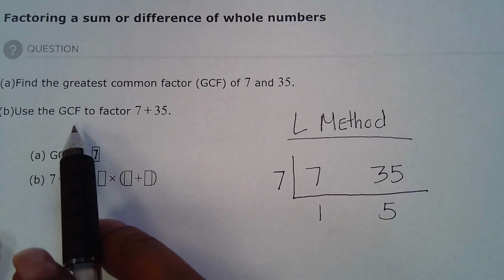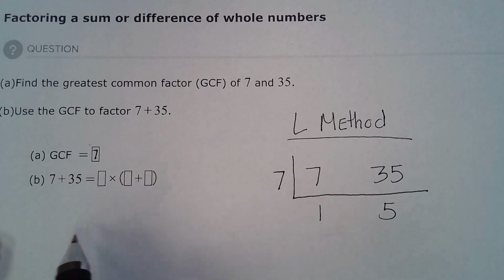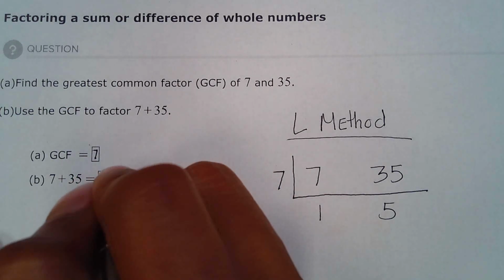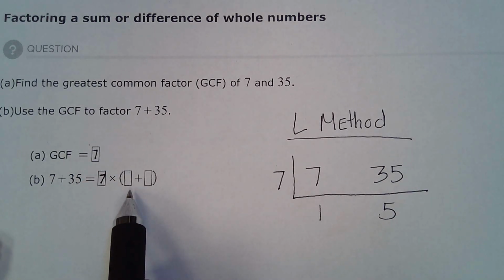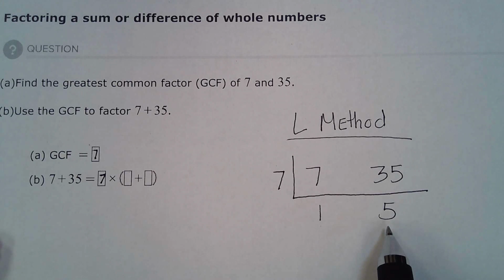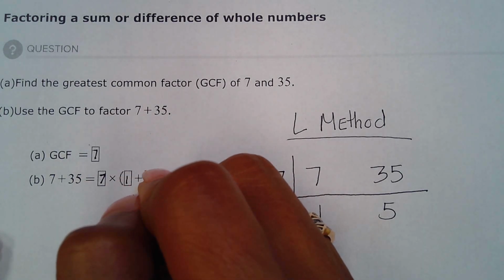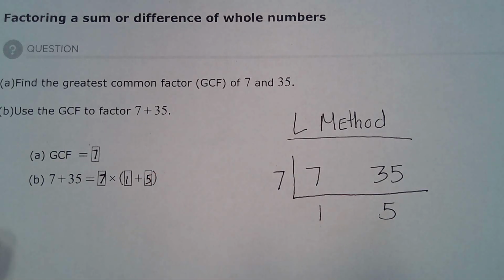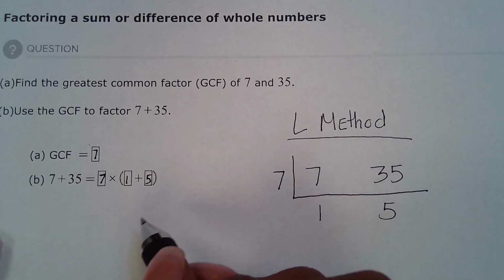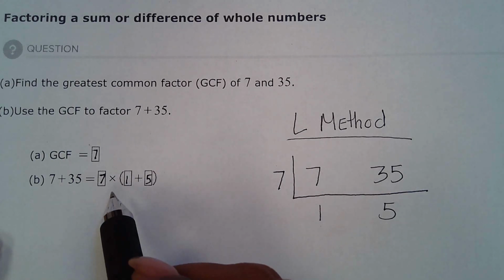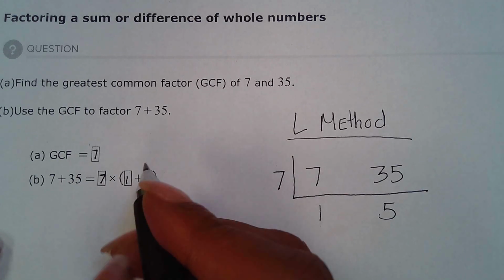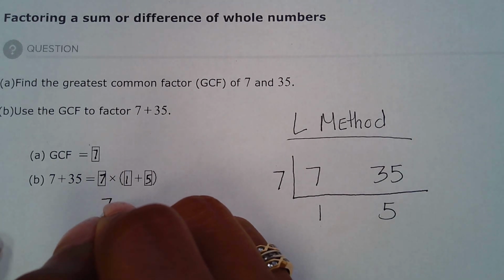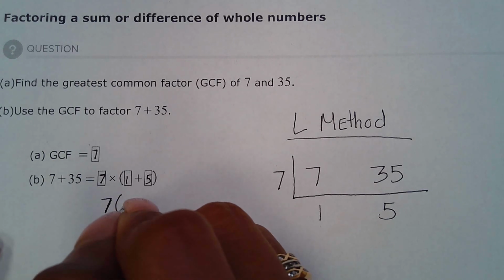So part B says use the GCF to factor 7 plus 35. Your GCF, 7, is going to go outside of your parentheses. And what's going to go inside of your parentheses are the two digits that are left over below the L, so my 1 and my 5. We can check it because the left side should equal the right. I know that if I use my distributive property, and I like to rewrite this so it looks like this, because basically that's what we just did.